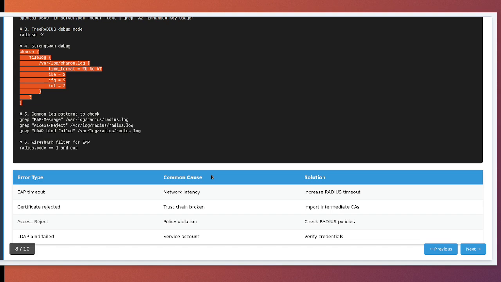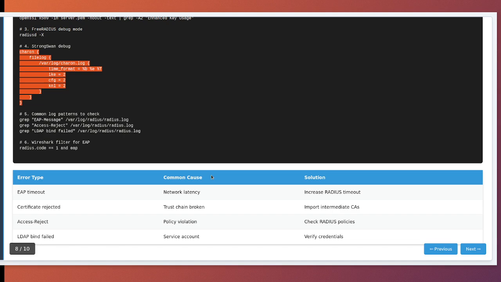I maintain a test environment where I can reproduce client issues with full packet captures and debug logging. Tools like Wireshark with proper EAP dissectors are invaluable. You can see the entire EAP exchange and identify where it fails.